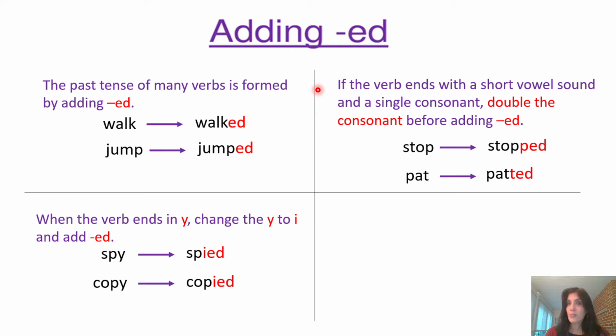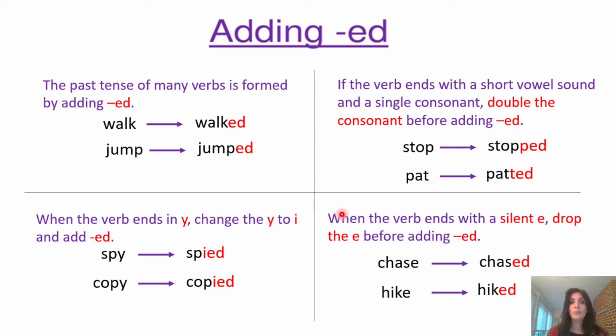We also learned this rule. If the verb ends with a short vowel sound and a single consonant, we need to double the consonant before adding ed. That was that tricky one, but I think you may have gotten it. So for instance, in the word stop, the o has a short vowel sound, and it ends in a consonant, p. So I had to double the p, make two of them, and add ed. And here's that word, stopped. And then here was our next example, pat and patted.